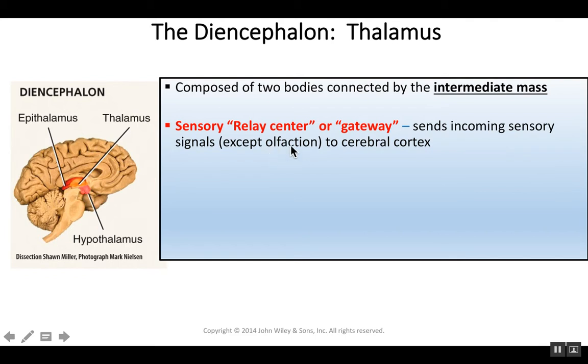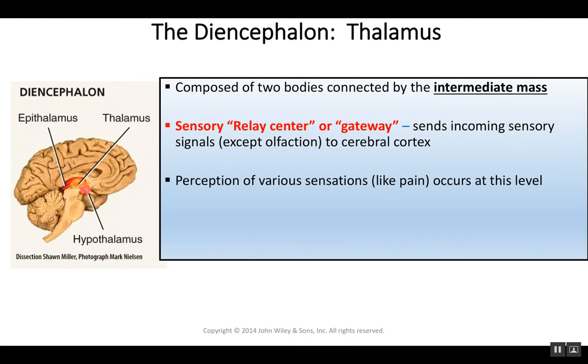The one exception is olfaction. Olfaction is typically the one we emphasize as not needing the thalamus, if you will. It can go right to the olfactory region of the cerebral cortex. All the other senses, if you think about pain, when you hurt yourself, those pain impulses go to the thalamus and then get relayed up to the cerebral cortex. Temperature, when you touch something, all that sensory information goes to the thalamus and then gets relayed.